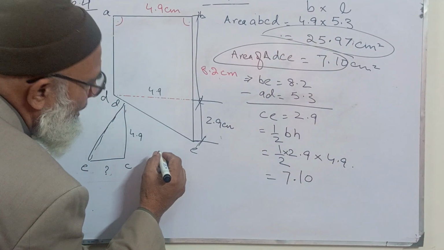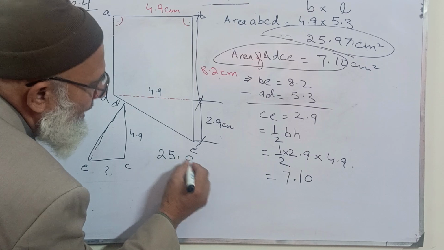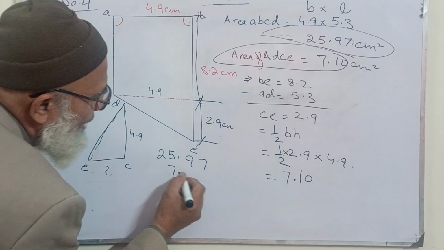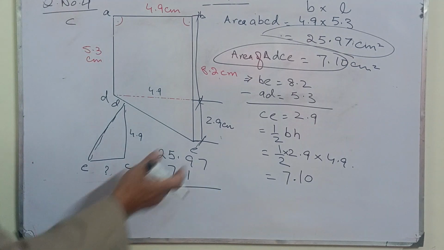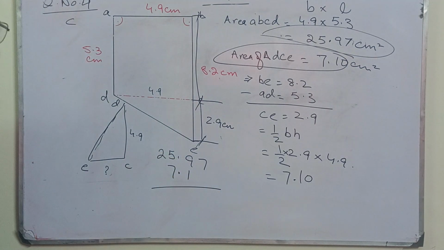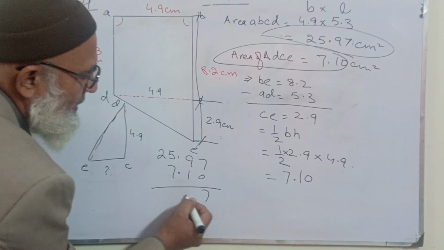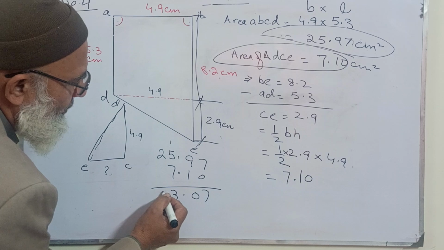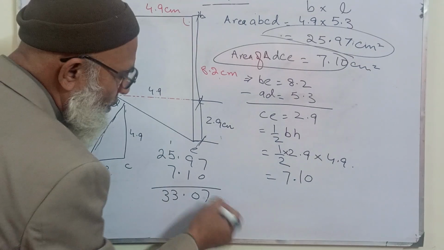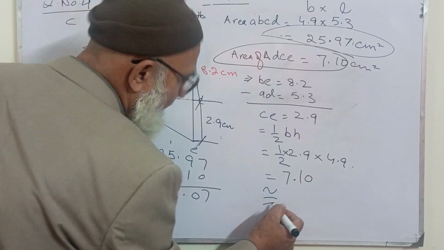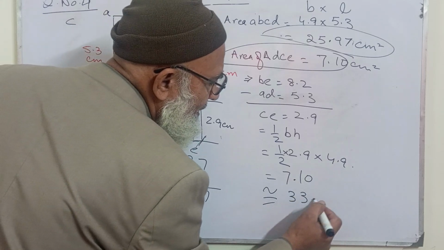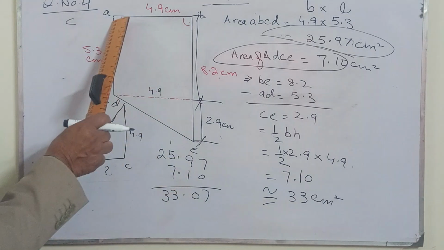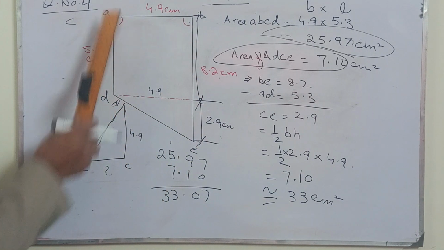Let me do it on 97 and 7.1. That's why I told you not to round it, because you see that 0.1 has also come over here. So what we do is 0 and 2 and 3 and 3. Okay, now you can do it like this: 33 centimeters square. 33 centimeters square is the answer from here to here and here.